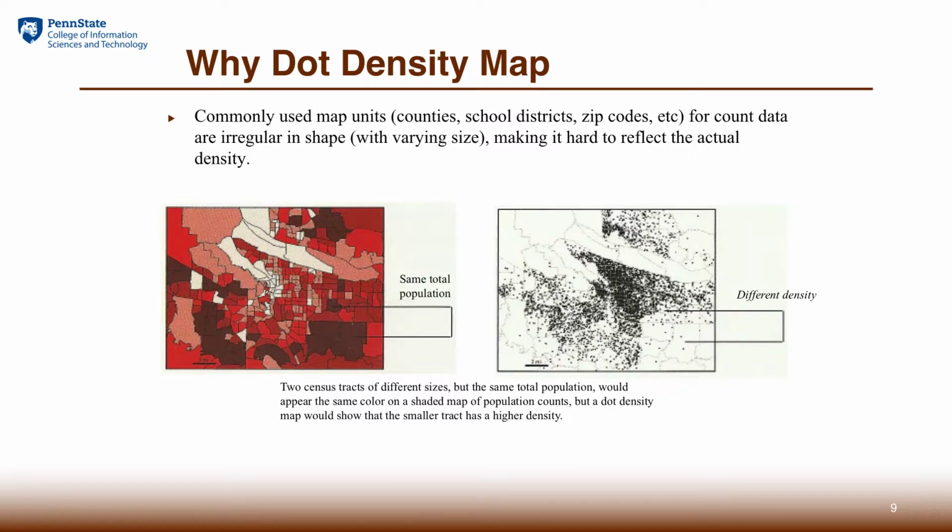The map on the right is the dot density map that shows the two areas at the bottom right. One is the larger area, one is the smaller area. They have the same number of people in the tract, but we represent them as dot density, and it's very obvious that the smaller tract has higher density than the larger tract.